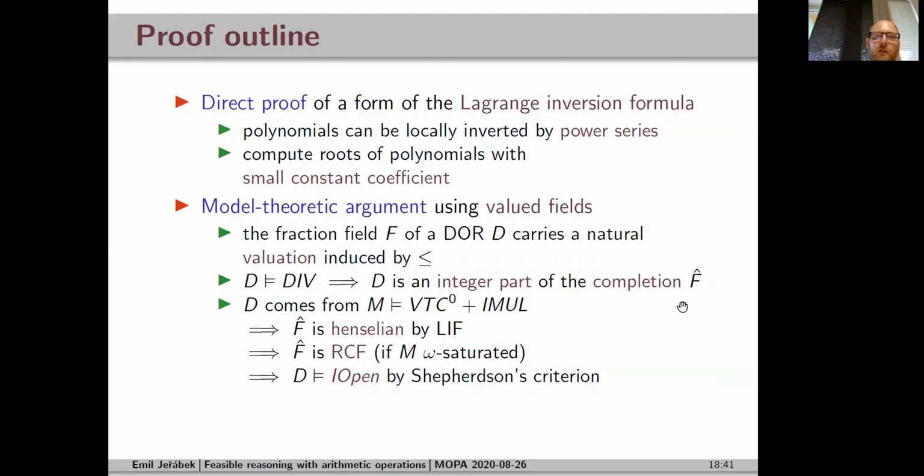So the only thing that's missing is that the completion is Henselian, and for this we can just use the first part. The fact that we can approximate roots of polynomials with sufficiently small constant coefficient will suffice to imply that the completion of the field here is Henselian. So in this way, we will obtain that the discretely ordered ring here is an integer part of this real closed field, and therefore it is a model of open induction.